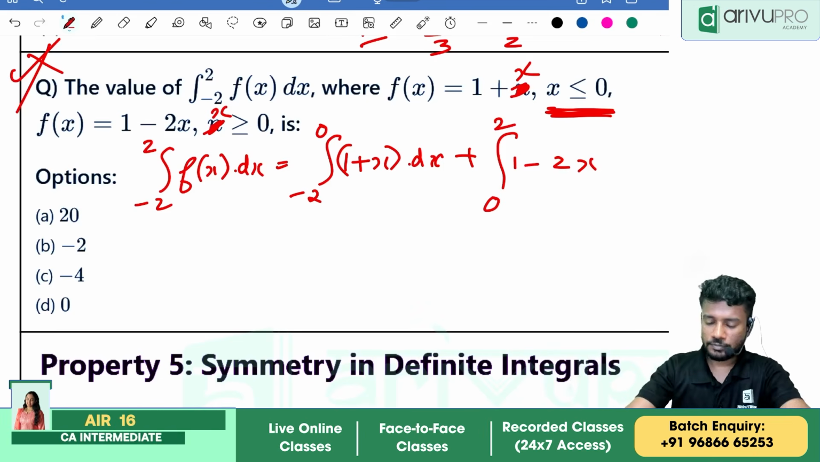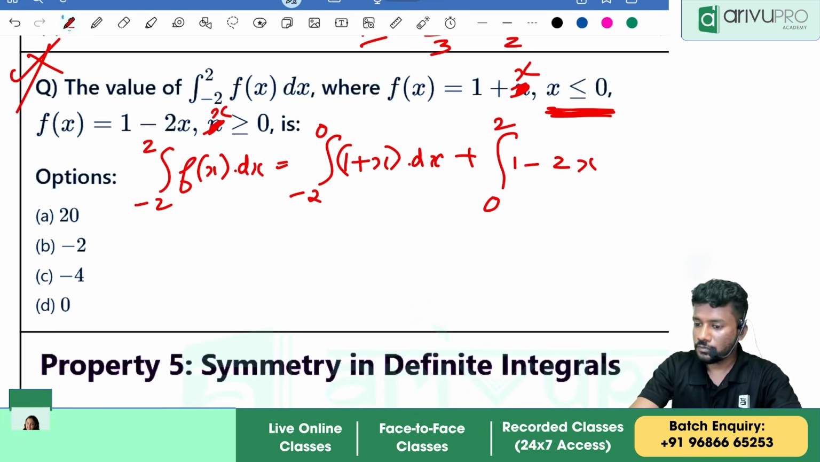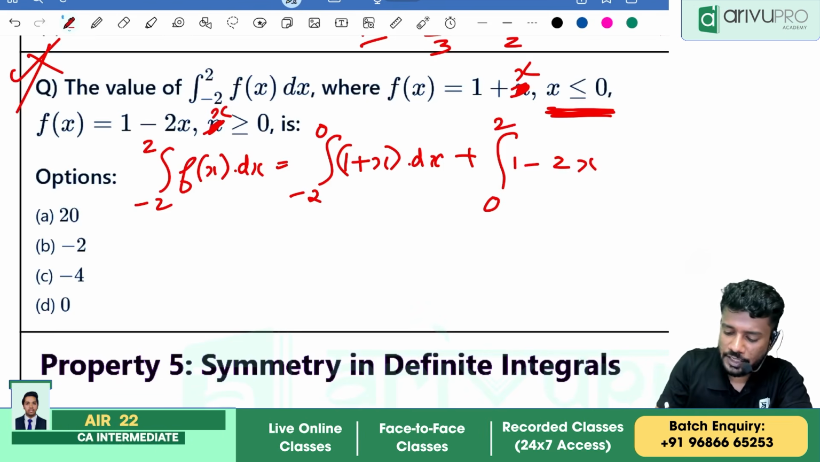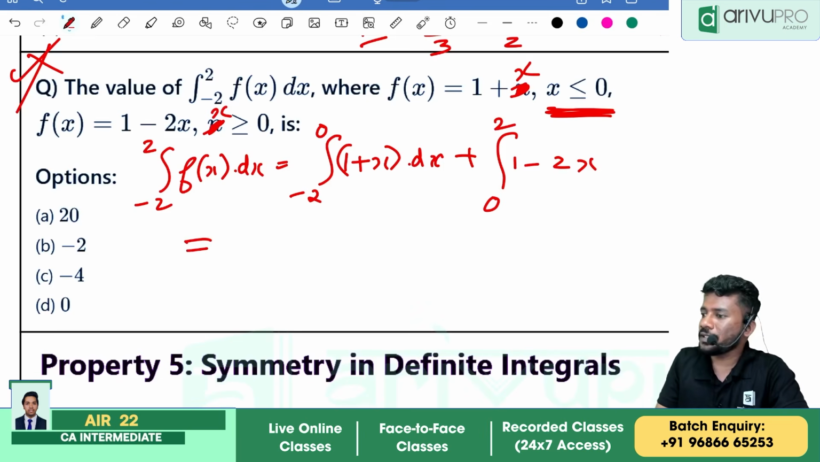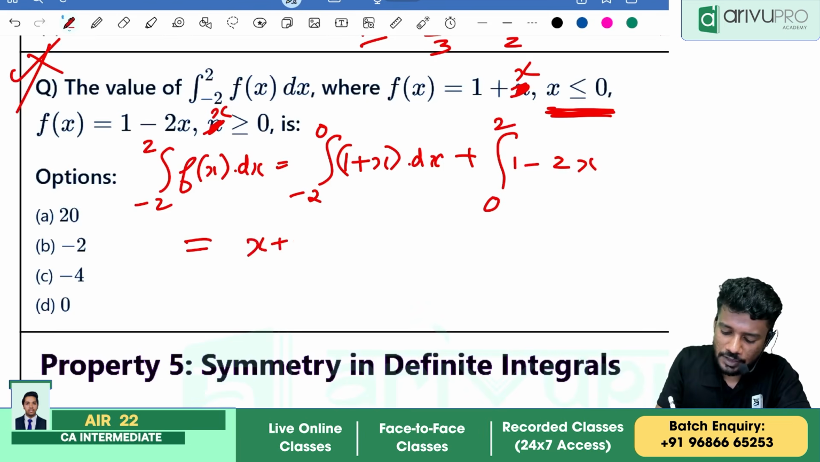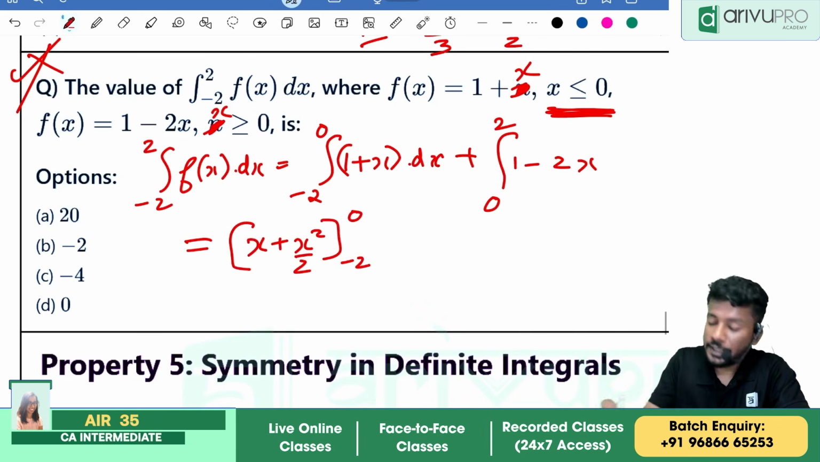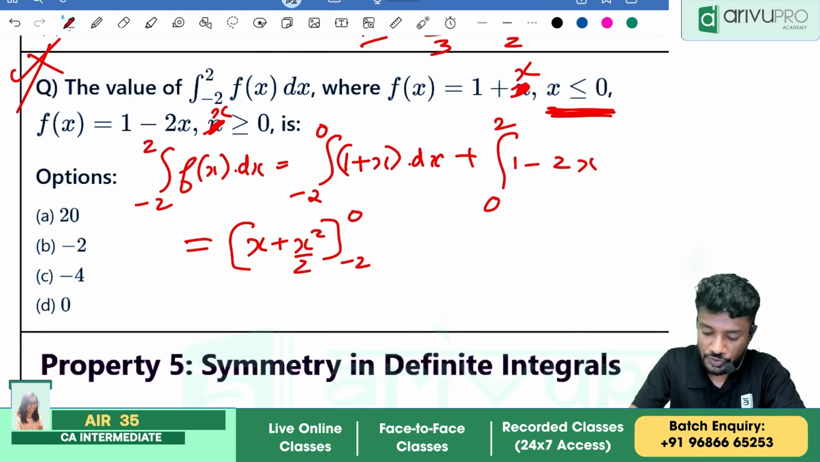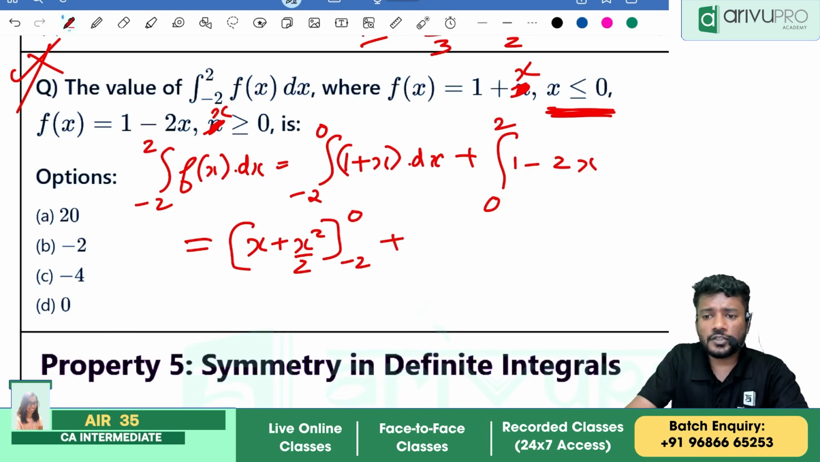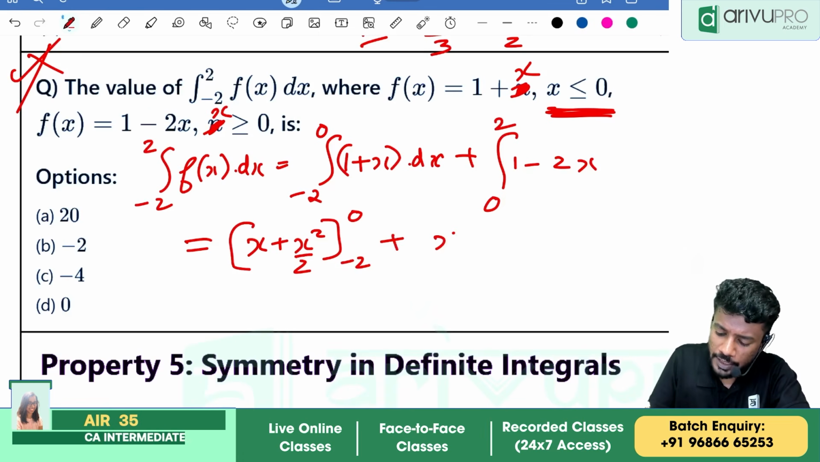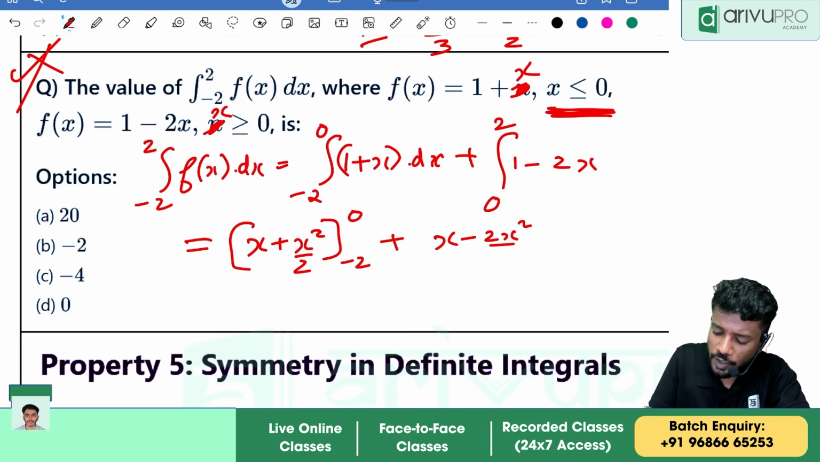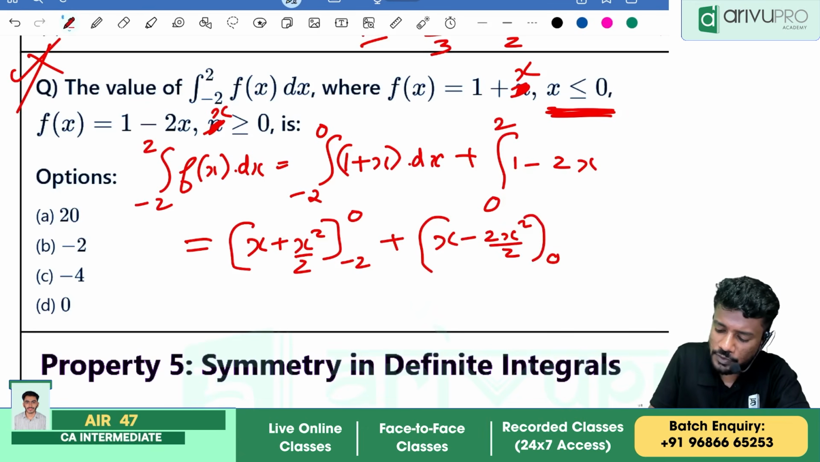Yes. So first integrate 1 + x. That is x + x^2/2, with the limit from minus 2 to 0. Plus, integrating 1 - 2x gives x - 2x^2/2, with the limit from 0 to 2.